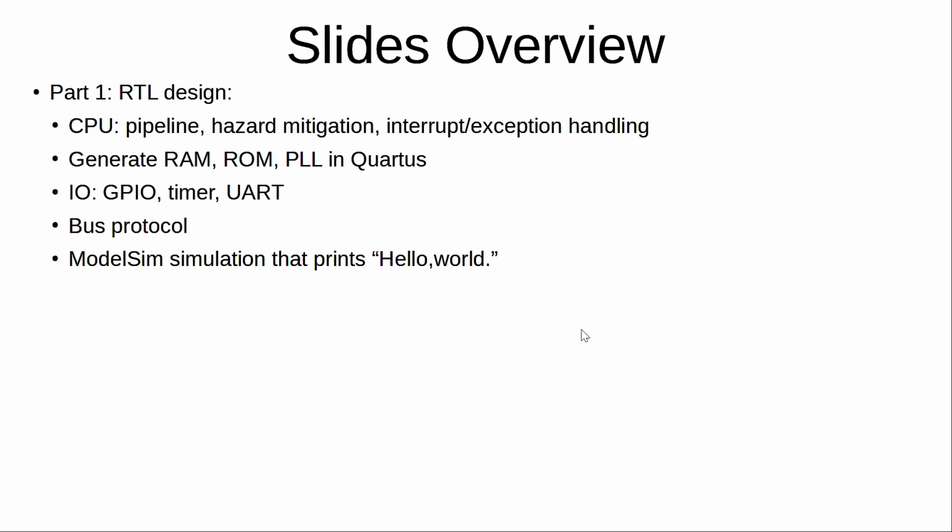This is the overview of the video. In part 1, we'll see the RTL design, which includes the CPU design such as the pipeline, hazard mitigation, interrupt, and exception handling. We'll see how to generate a RAM, ROM, and PLL in Quartus so that we don't have to code it in Verilog. And then the I/O design, which includes the GPIO, timer, and UART. And we will also see the bus protocol to connect all this I/O to the CPU. And finally, we'll see the RTL simulation in ModelSim that prints hello world.